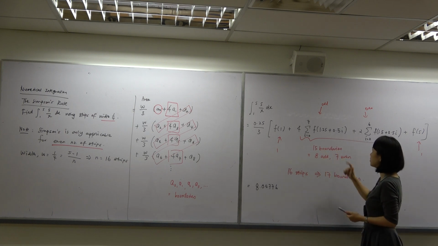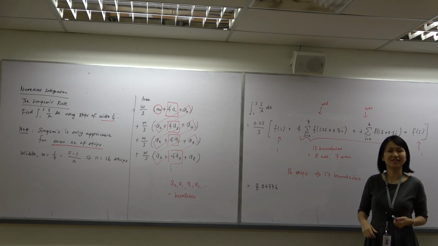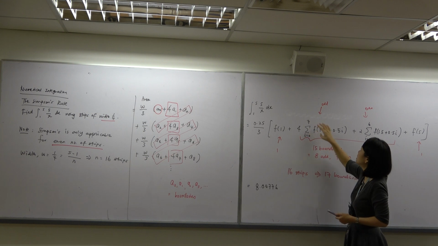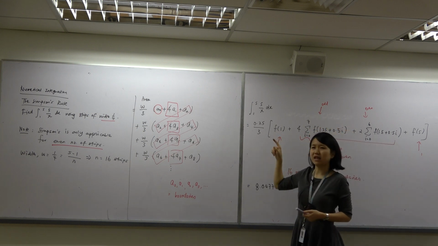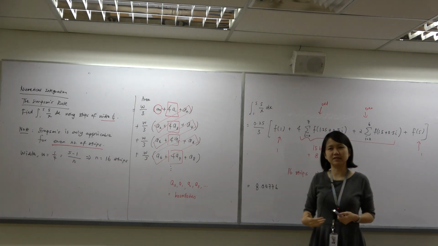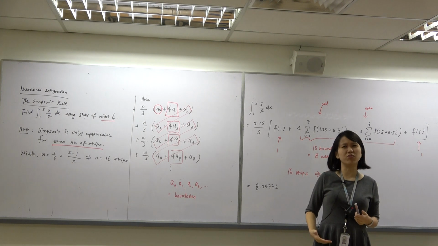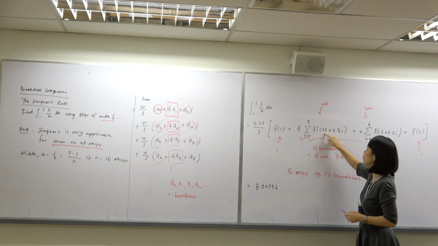So if it is 15 boundaries that I'm looking at, it must be 8 odd and 7 even, because odd always starts first. So we're going to have 4 times summation of something, this would be the odd. So what is this something? First boundary was F(1). And since width is 0.25, which is 1 over 4, the next boundary will actually give me F(1.25), isn't it? Hence, I'm going to put F(1.25).